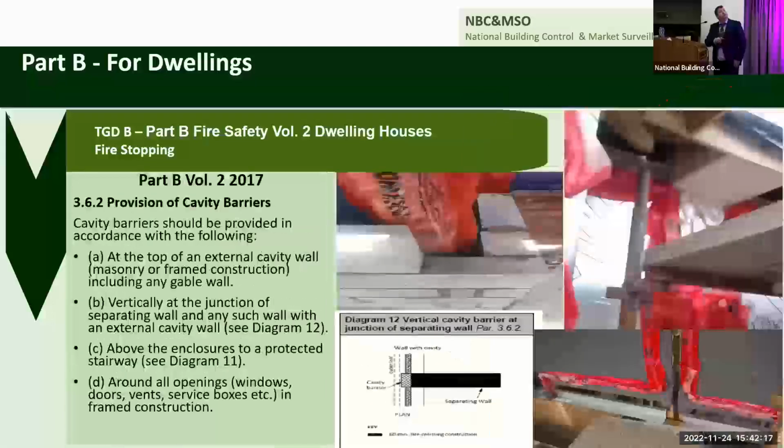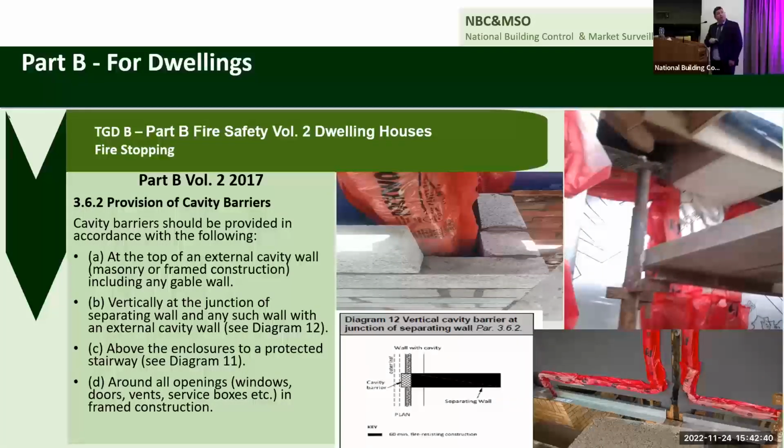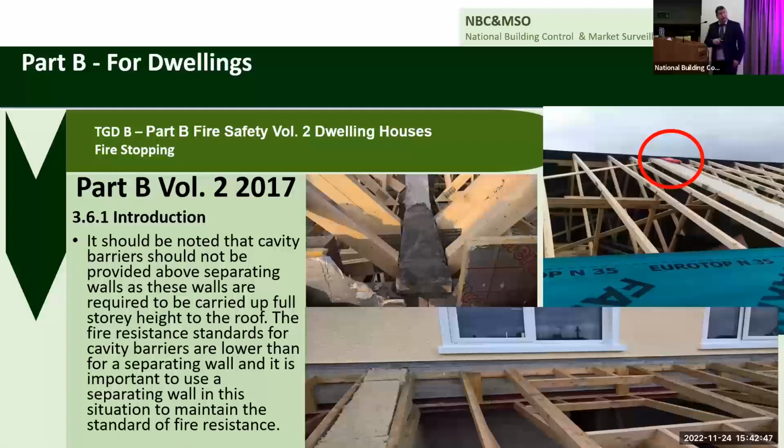And these are the requirements for the provision of cavity barriers in volume 2. At the top of an external wall, masonry or frame construction, including any gable wall, vertical at the junction of a separating wall, and any such wall within an external cavity wall, see diagram 12, above an enclosure to a protected stairwell, diagram 11, and around all openings, windows, doors, vents, service boxes, etc. in frame construction.